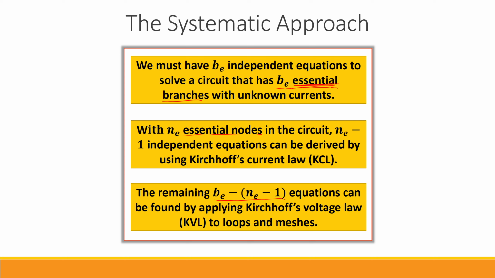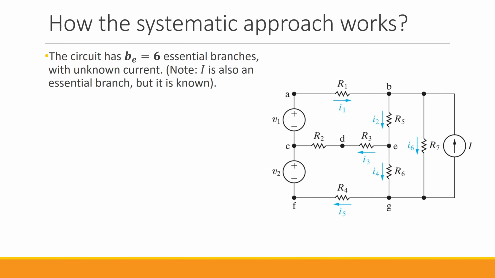Up to this point, all I did was give you some dry explanations of this systematic approach. Let's just see how it works in practice. Let's take a look at this circuit, and of course I'm going to be using this modified version of the systematic approach, not the original version. In this circuit we have 7 resistors and 3 independent sources.